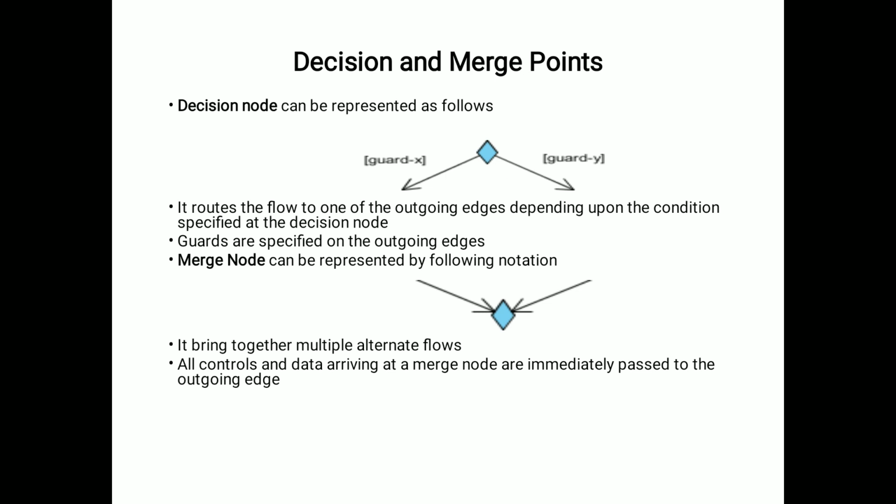A merge node can be represented by the following notation. See, two incoming edges come to a particular diamond, and it is also called a merge. So for merging also, this diamond is used. It brings together multiple alternative flows. All controls and data arriving at a merge node are immediately passed to the outgoing edge.